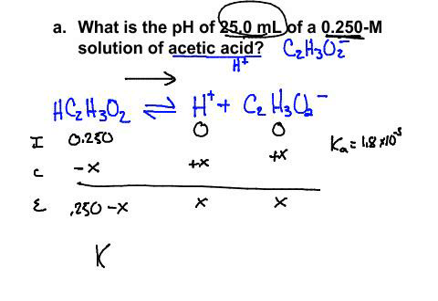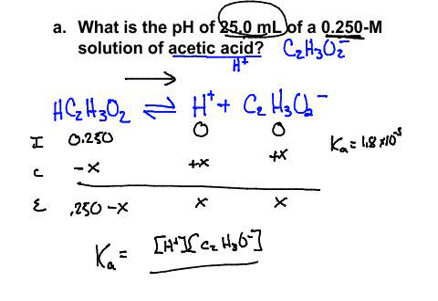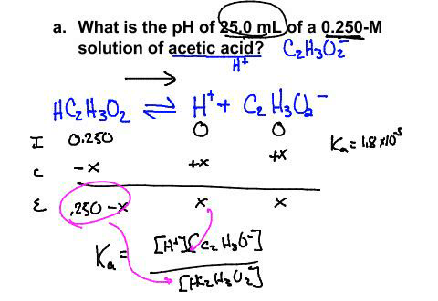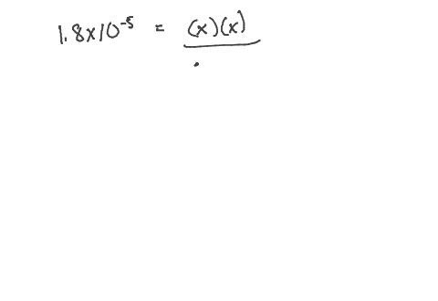So now I can write that the Ka expression would be equal to the concentration of the hydrogen ion times the concentration of the acetate ion, products over reactants, divided by the concentration of the acetic acid. Now I'm simply going to plug in my values. I'm going to plug in the 0.25 minus X on the bottom, the X's on the top, and then the Ka right here. I'll recopy this. I know this is getting confusing. So I'm going to say 1.8 times 10 to the minus 5 will be equal to X times X over 0.250 minus X. These are all 1-to-1 ratios. And now I need to solve this problem.